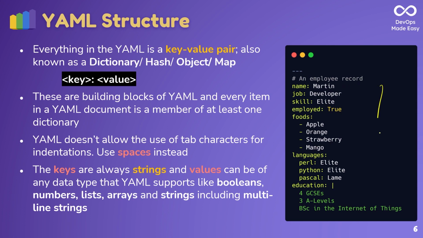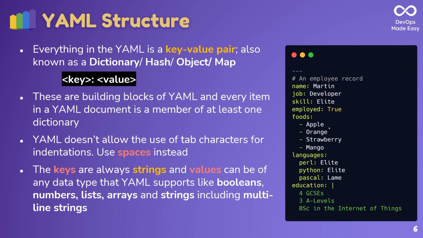These key value pairs are the building blocks of the whole YAML, and every item is a member of at least one dictionary. To explain, if you take strawberry here, it is a value. This value is a part of at least one dictionary. So strawberry is a part of this dictionary. We'll see what a dictionary is. It is again a set of key value pairs. If food is a key, the corresponding values are these. So it is a list. The reason I mention this as a list is that each element has a hyphen. You'll understand it in the coming slides, but understand here that every item is a part of at least one dictionary.